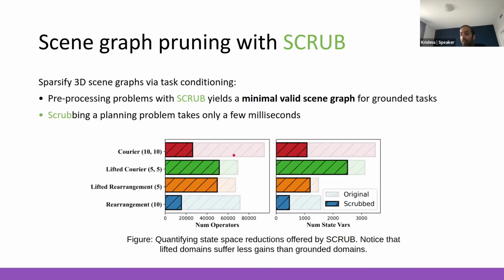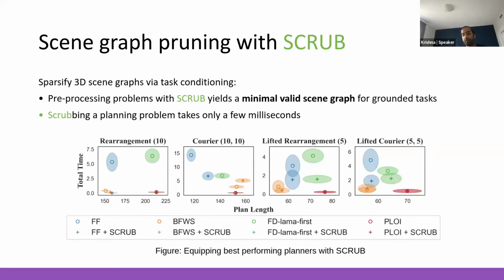So you see that if you actually scrub the scene graph, you're left with a much smaller graph, fewer operators and fewer state variables. And because you have so few operators and state variables, your planners become much faster. In this case, all of the planners that have a circle are the ones that do not use scrub, and the crosses are planners that use scrub. So all of these planners scrub the scene graph before computing a plan.